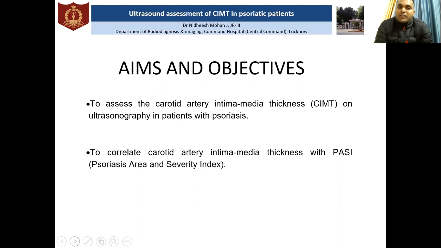Aims and objectives of the study are to assess the carotid artery intima media thickness on ultrasonography in patients with psoriasis and to correlate the same with PASI, or the psoriasis area and severity index score.